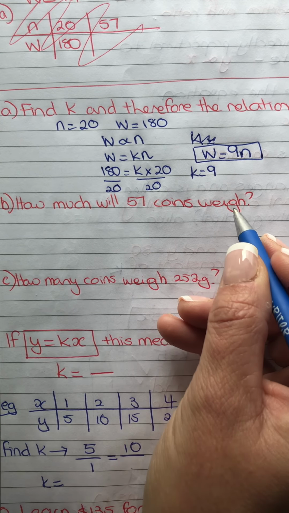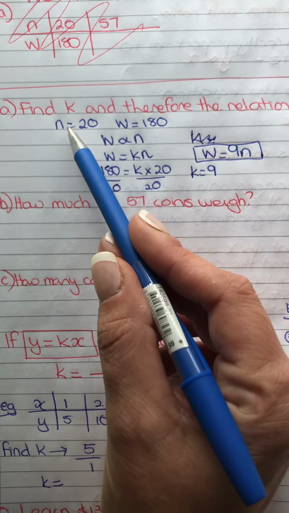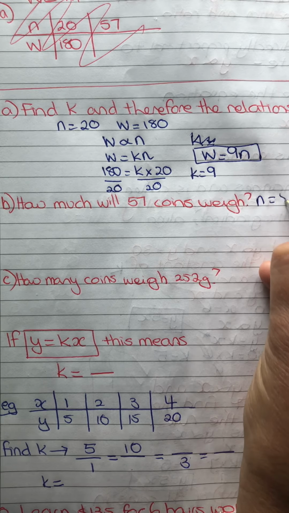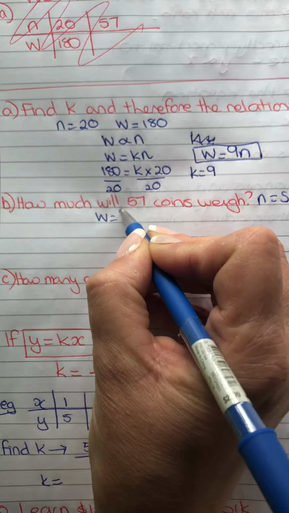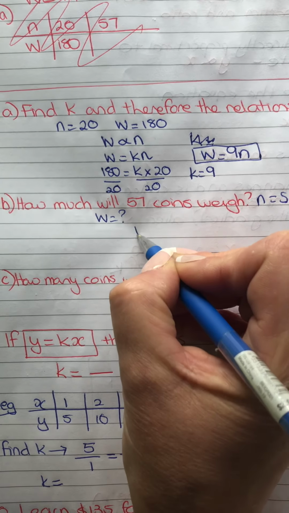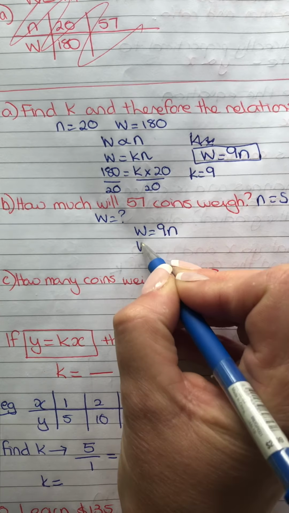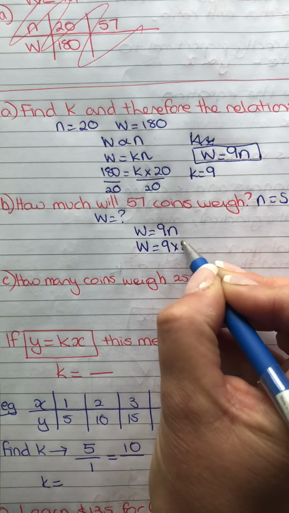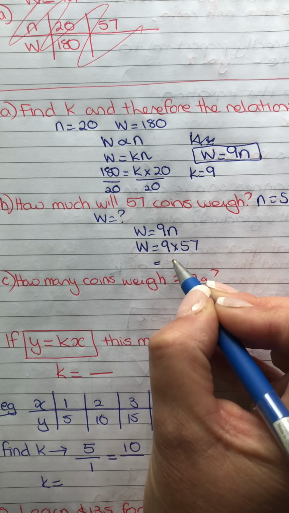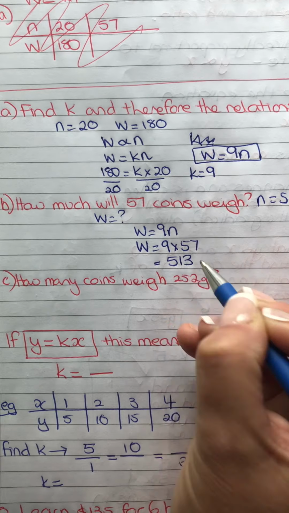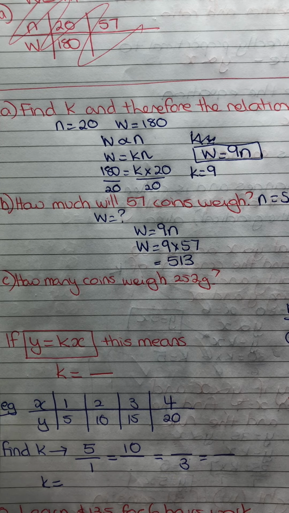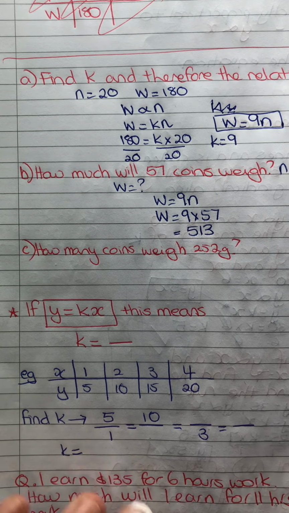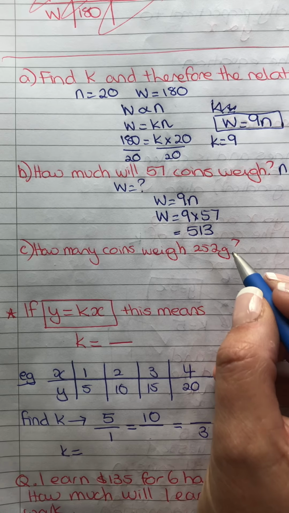How much will 57 coins weigh? So coins was N because it was the number of coins. So it's saying N equals 57, and we don't know what W is. So we want to use what we've found. W is equal to 9N. We don't know what W is. We do know what N is. So it's going to be 9 times 57, and our answer, if we put it in our calculator, is going to be 513. Okay. C is obviously going to be back the other way. So if you could please write how many coins weigh 252 grams.